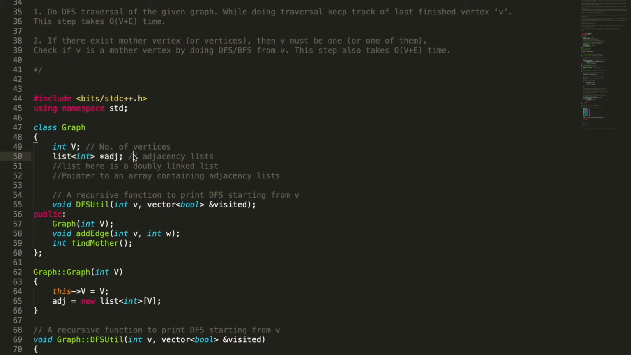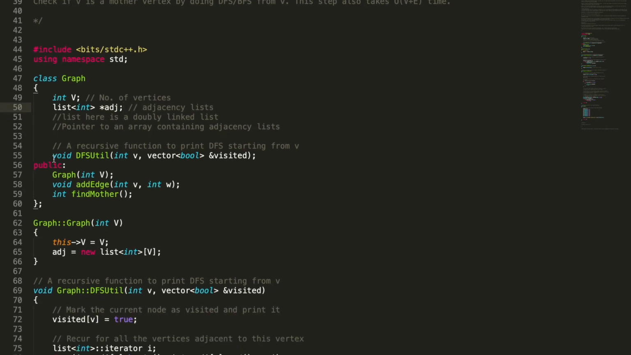Instead of this, we have usually used vector or many different types of representations in our previous graphs, but I personally feel that you should know this one as well. So here list is a different header file which is used in C++. This header file is going to provide us different functions. Here it is a doubly linked list, and this is a pointer to an array consisting of adjacency lists. Now we have certain functions here.